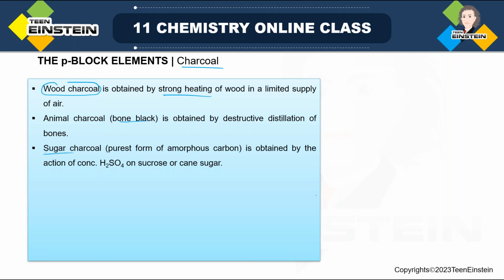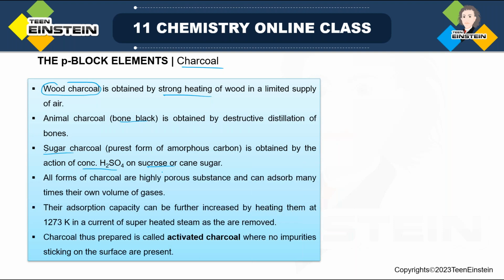Then the third type is sugar charcoal. Now sugar charcoal is the pure form of amorphous carbon. That is under the amorphous allotrope category if we consider. This one is the purest form. How can we obtain it? We have to treat sucrose or cane sugar with concentrated H2SO4, and then there will be formation of sugar charcoal.